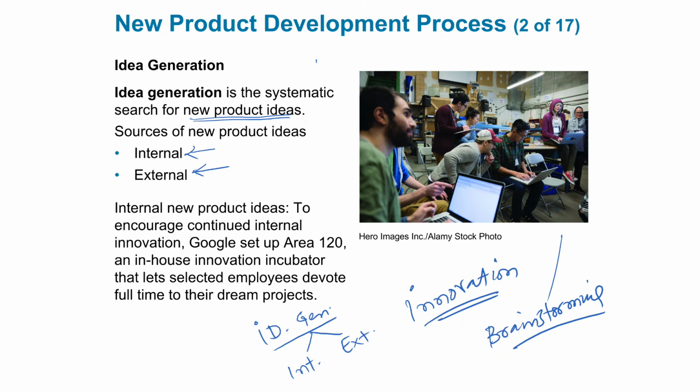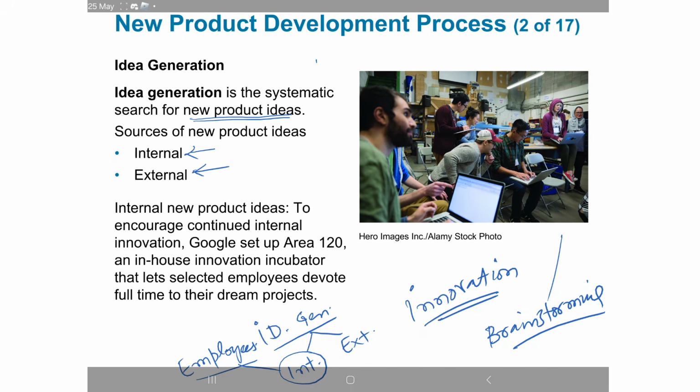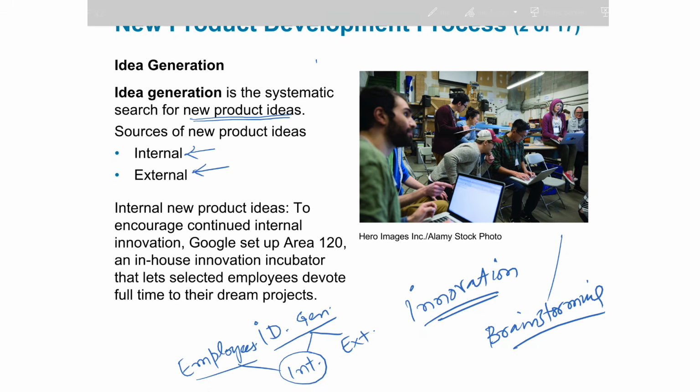For example, if you are the producer of tech product, the idea should be aligned with tech as well. It cannot be something which is a non-tech idea, even though companies do that in the form of expansion, and of course that is a totally different topic. But your internal idea generation normally comes from employees. That is the best example. Internal idea generation normally comes from employees.